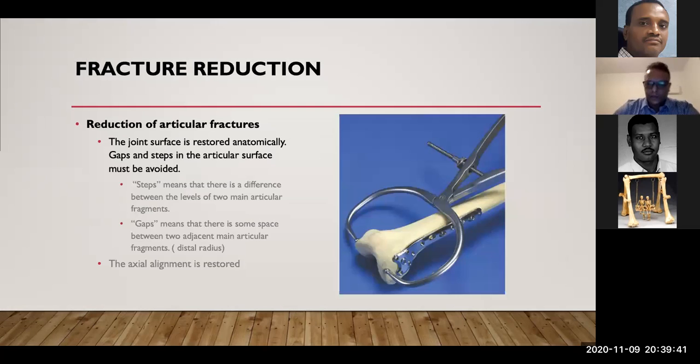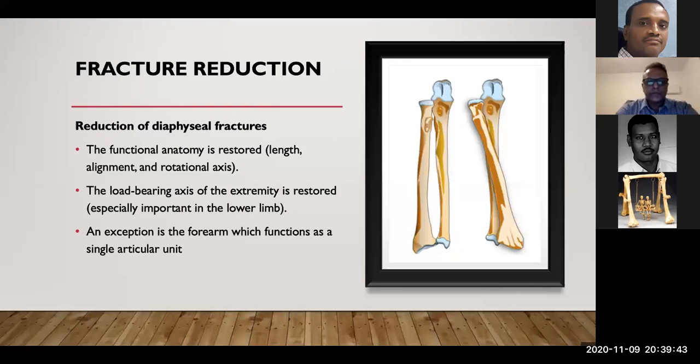And this is basically so that the load bearing axis of the extremities is restored. And this is especially important in the lower limb.